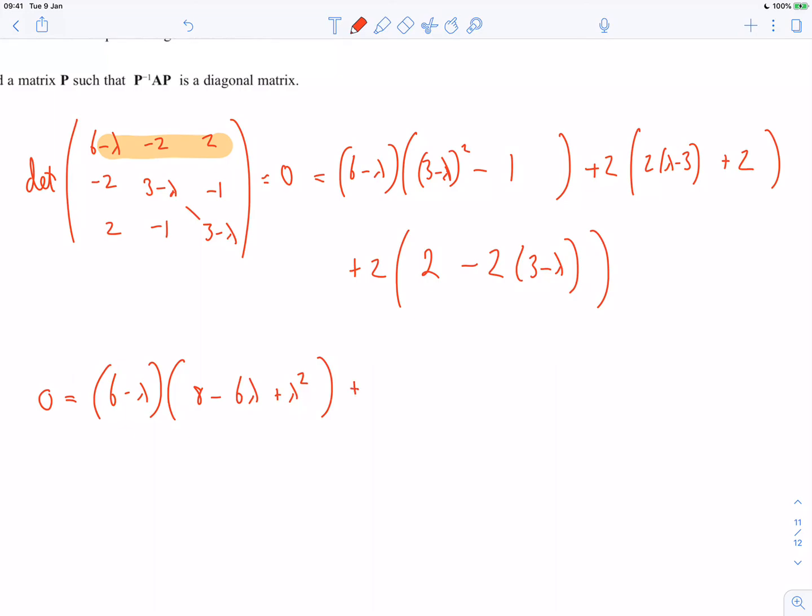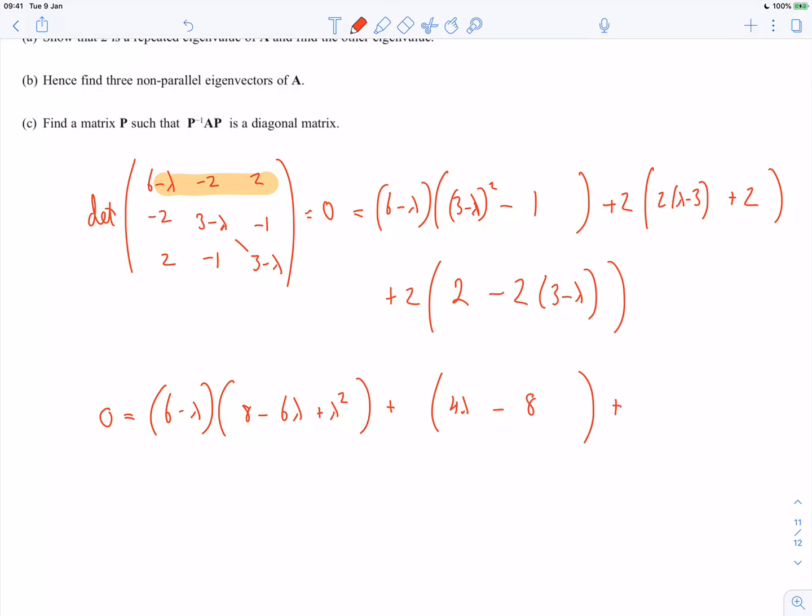Yep. And then plus 2 lots of, well, 2 times lambda in the brackets, so it's going to be a 4 lambda when times by 2. And then 2 lots of minus 3 is minus 6. Minus 6 plus 2 is minus 4. Times by that is going to give minus 8. And then plus, and I've got minus 2 times minus lambda, so that's 2 lambda, times by 2 is 4 lambda. And I have minus 2 times 3 is minus 6, add the 2 is minus 4, times by 2, it's going to be another minus 8, isn't it?